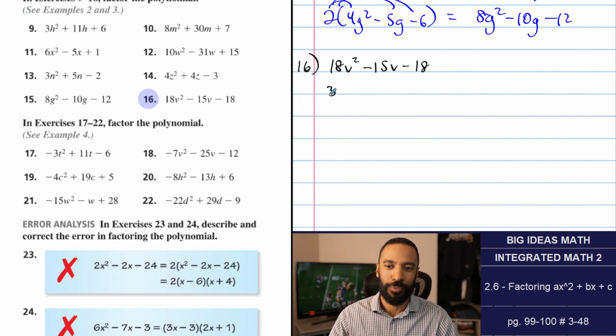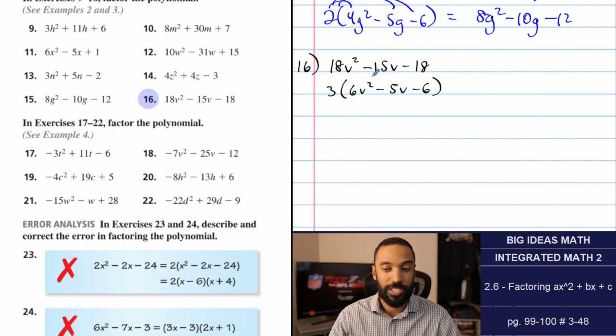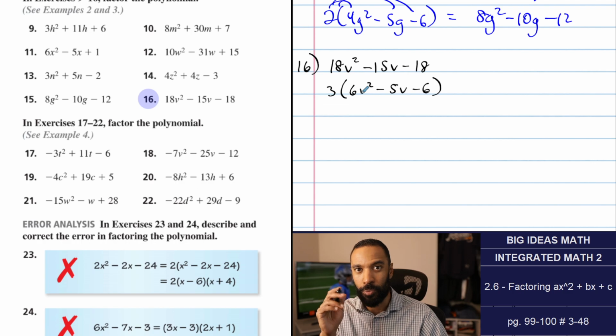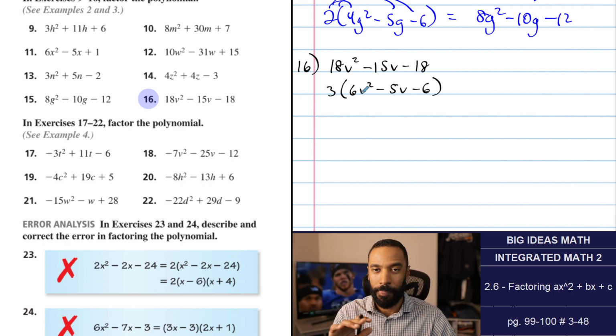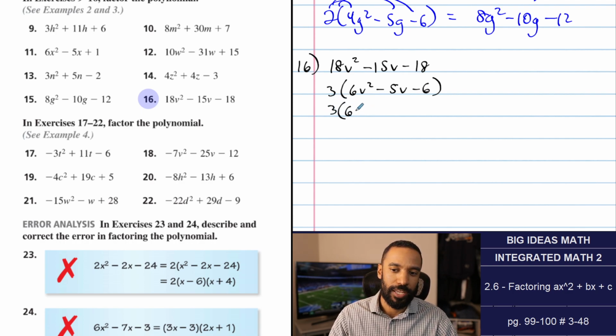Number 16 is 18v squared minus 15v minus 18. There's a GCF of 3 here, so I can get it down to 6v squared minus 5v minus 6. 6 has 6 and 1 and 3 and 2. I don't know which combination this one is, but I do know that the 3 can't ever go with the 6 or the 3, and the 6 can't go with the 3 or the 2. So with the 3 factored out, let's try 6 and 1.